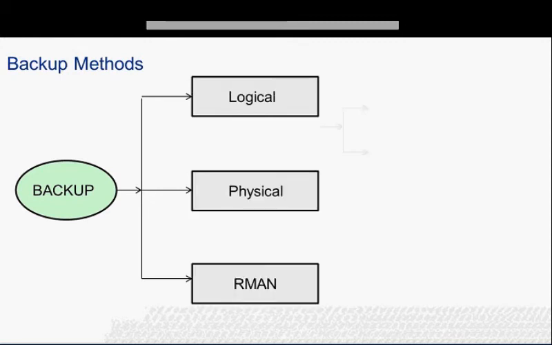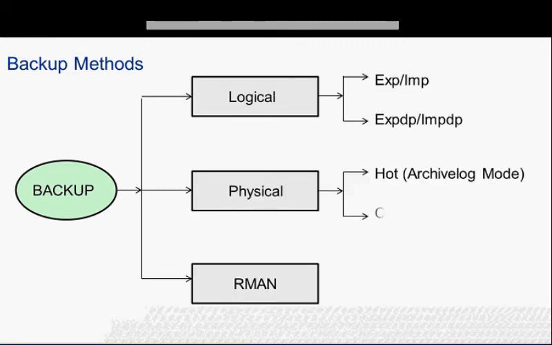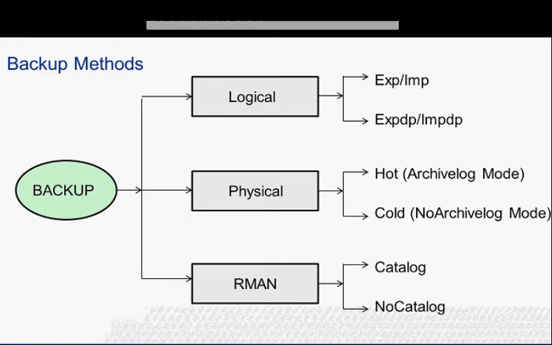Backup methods. These are various methods of taking backup. There are 3 kinds of backup: logical, done using export and import utilities and Data Pump; physical backup, taken by operating system commands; and RMAN backup, using catalog and no catalog mode. We will discuss the physical method in this session.